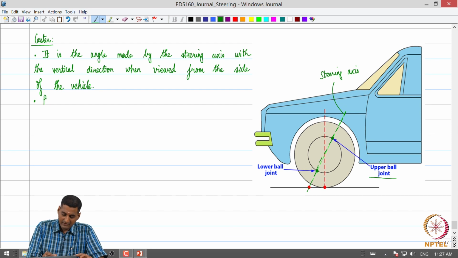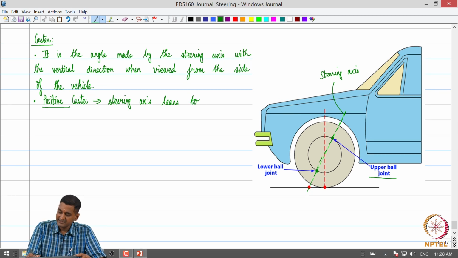So, what is the sign convention? What is being illustrated in this schematic is positive caster. Positive caster means the steering axis leans towards the rear of the vehicle as we go up.